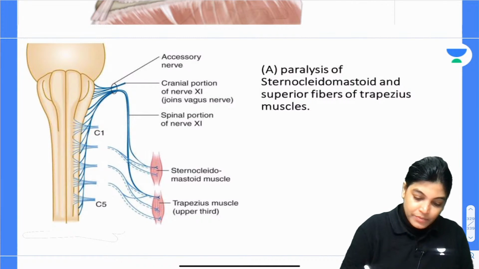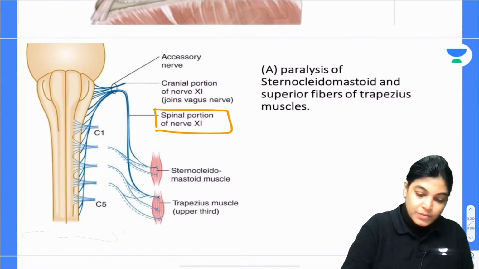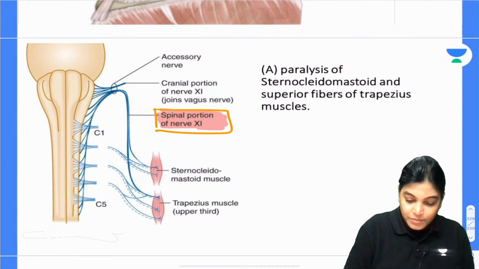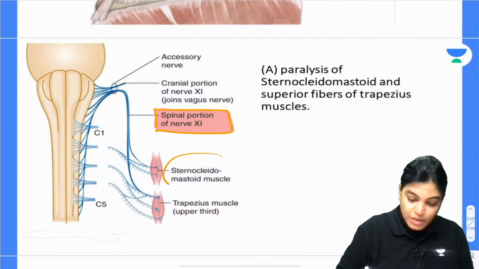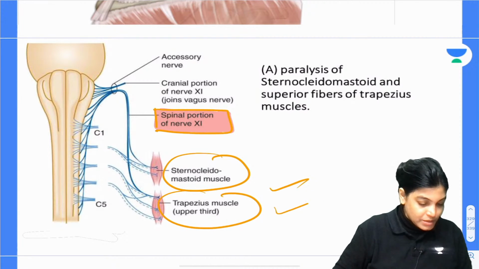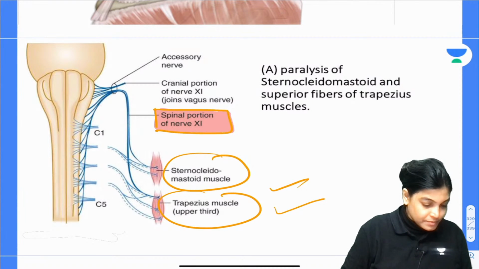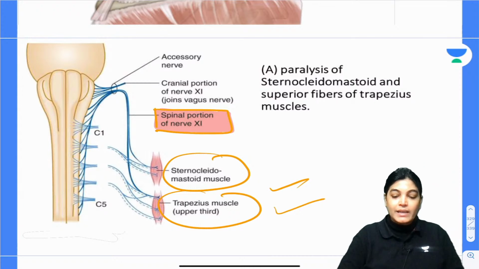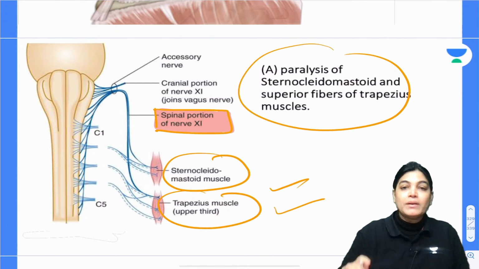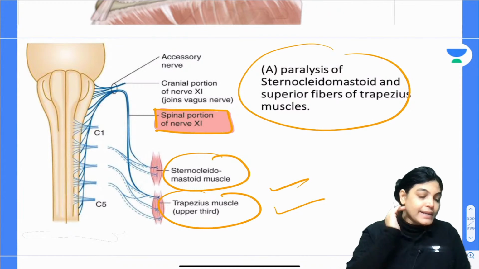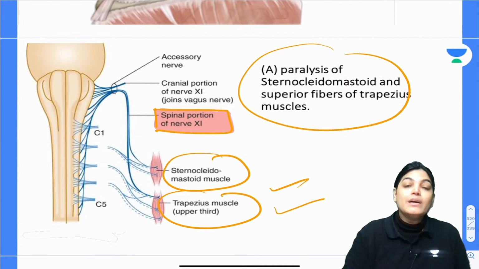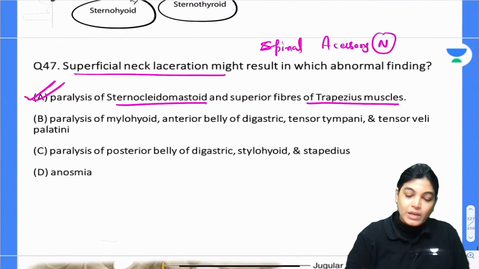If we talk about the spinal portion of this 11th nerve, it gives innervation to the sternocleidomastoid and trapezius muscles. Paralysis will happen because these two muscles get innervation from the spinal accessory nerve. So if there is injury to the neck, these two muscles will be paralyzed.